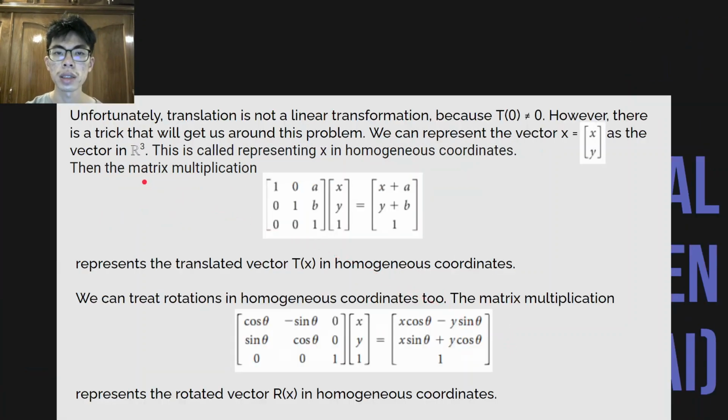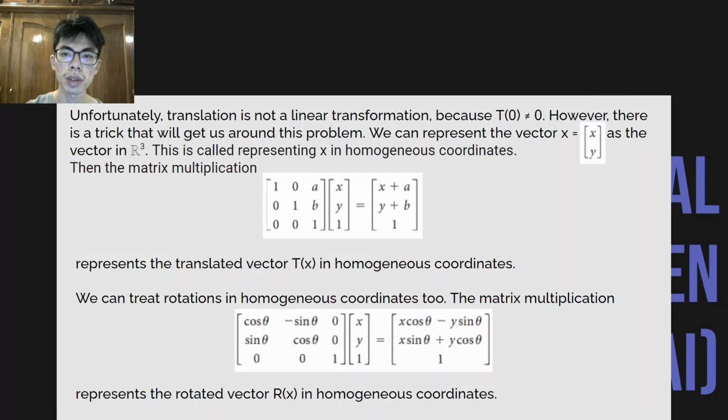Unfortunately, translation is not a linear transformation because T of 0 does not equal 0. However, there is a trick that will get us around this problem. We can represent the vector (x, y) as a vector in R3, (x, y, 1). This is called representing x in homogeneous coordinates.